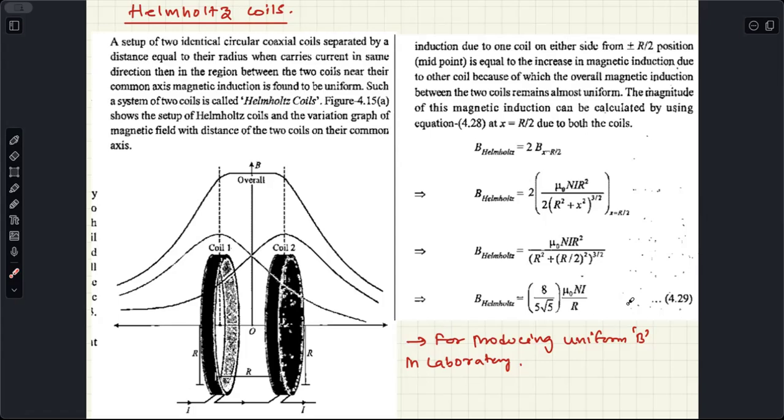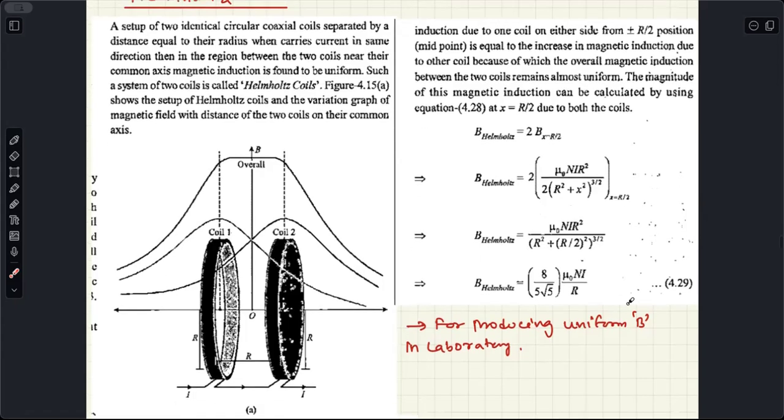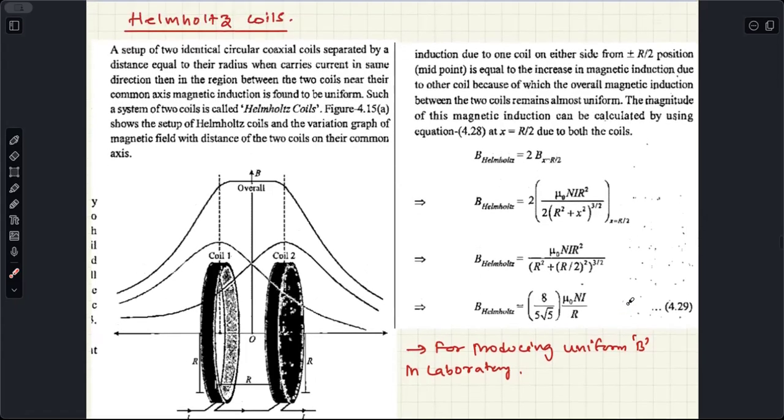Suppose any accident happens, particularly to the brain and all that, the doctor advises us to take a scan. That also involves the same arrangement, and they won't allow metals and all that. Right. So the purpose of Helmholtz coils is to produce a uniform magnetic field in the laboratory.